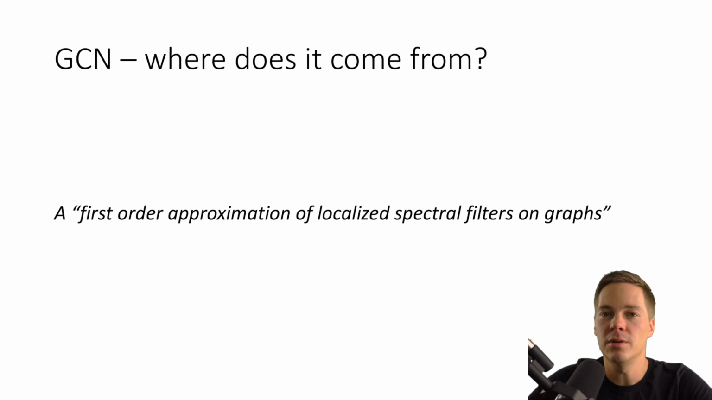The GCN paper describes the model as a first-order approximation of localized spectral filters on graphs, and we're going to unpack that a little bit using what we learned from the previous lecture.